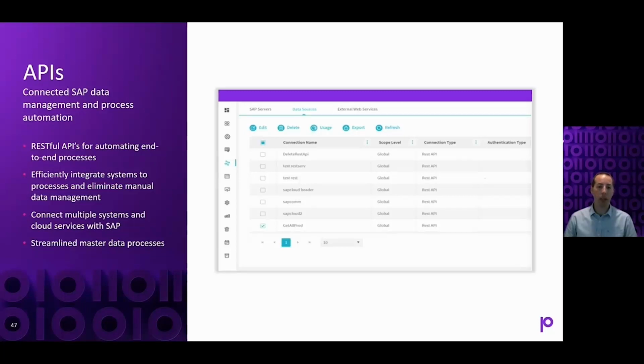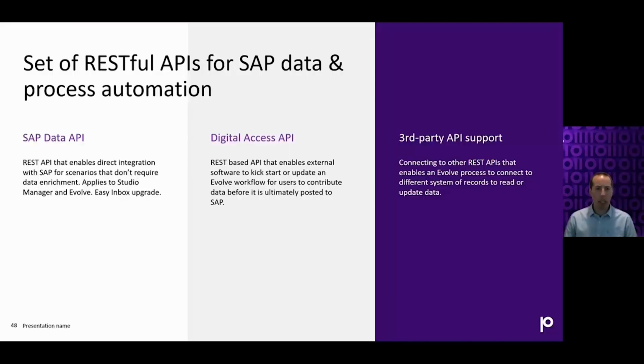Traditionally, processes like these require inflexible custom solutions that do not easily adjust to the dynamic business environments that you are working in. Evolve gives you the agility and flexibility you need to compete and thrive in today's ever-changing business landscape. So now getting into the actual APIs themselves, we have an SAP Data API, which is a REST API that enables direct integration with SAP for scenarios that don't require data enrichment. It acts as a last mile into SAP for other applications and eliminates the need for RPA bots to screen scrape the UI and delivers faster and more stable process automation.